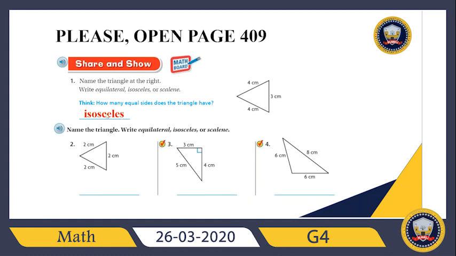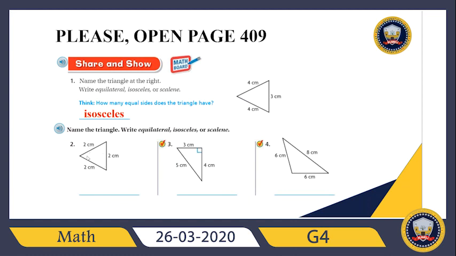Okay, check the next one. Name the triangle: equilateral, isosceles, or scalene. Question 2. Let's check the lengths of 3 sides. 2 cm, 2 cm, and 2 cm.